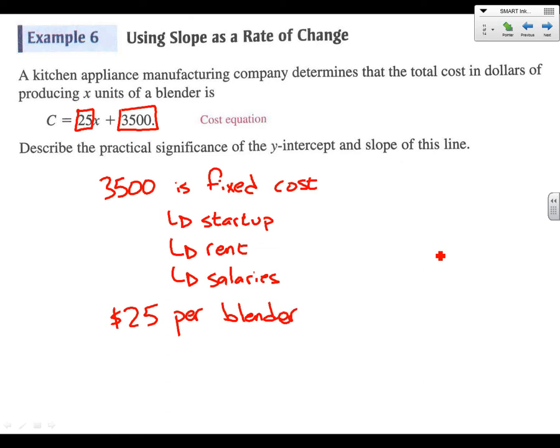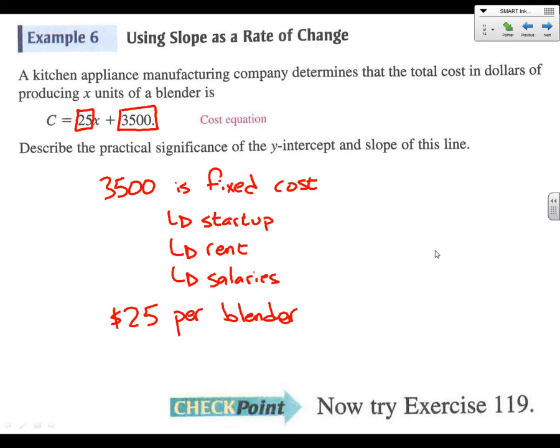All right, so we have two things going on here. The y-intercept is our fixed costs. The slope is our per unit price. And that's going to come up a lot in word problems. All right, so use the same thinking on exercise 119.